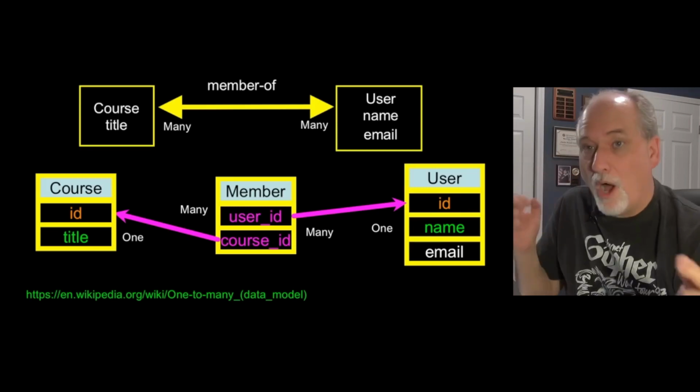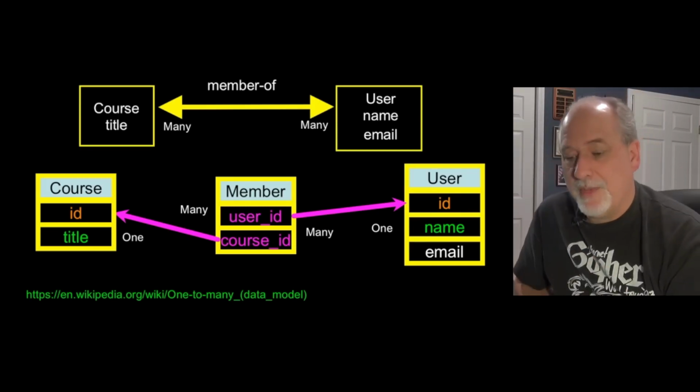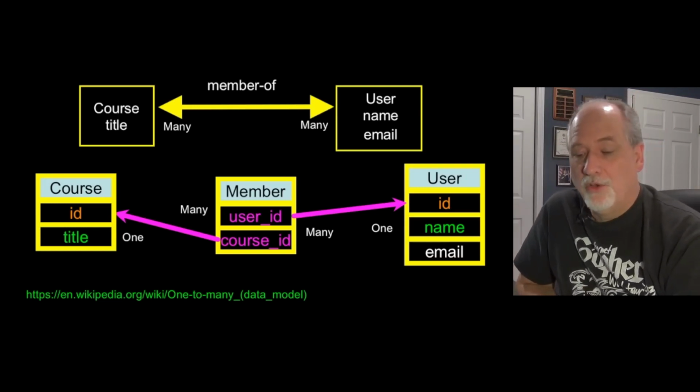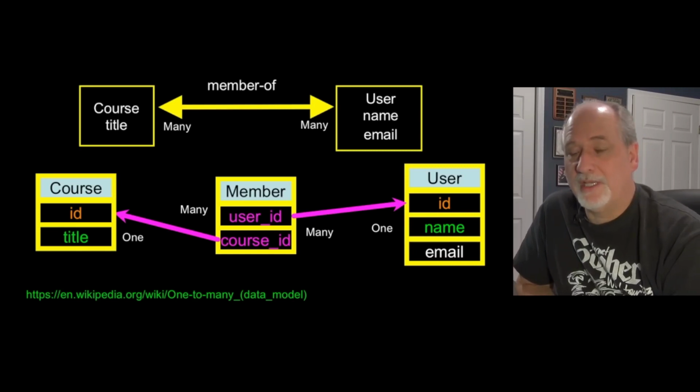Can't really find the one end. And so what we do is we make a table called membership. And in that table of membership, we actually often don't put a primary key in at all. We simply put in 2 foreign keys.